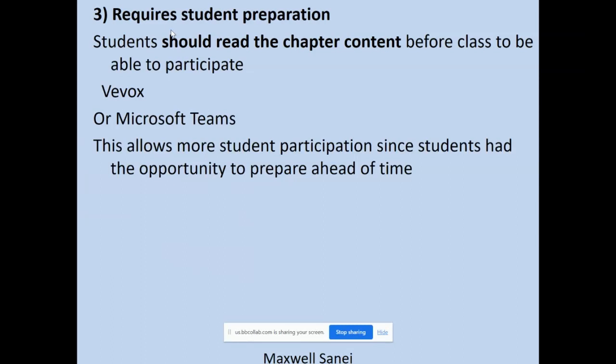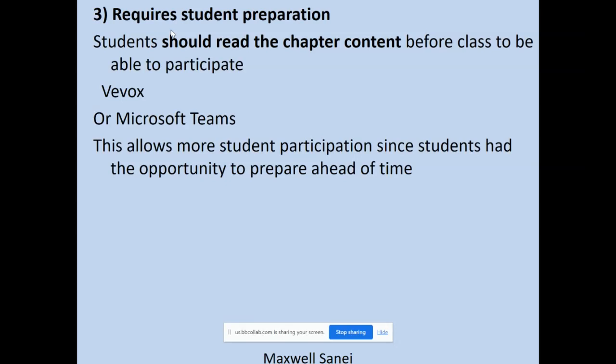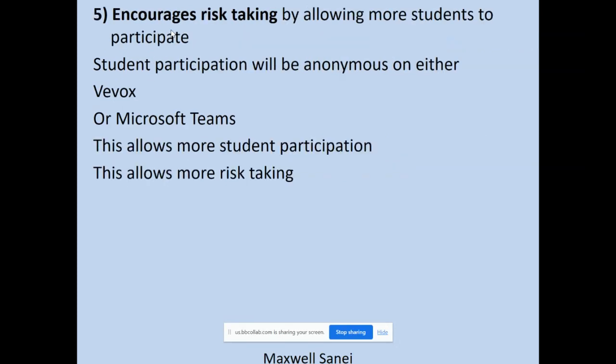This allows more student participation since students have the opportunity to prepare ahead of time. So I help students, because now they know the answer, they can participate. And also it's anonymous. They're not afraid to participate because I will not call their name or other students will see. Increased engagement. Students' inputs are anonymous and it allows more participation and engagement in the class discussion. What else happens? So it encourages risk-taking by allowing more students to participate. Students' participation will be anonymous on either VBox or Microsoft Teams.